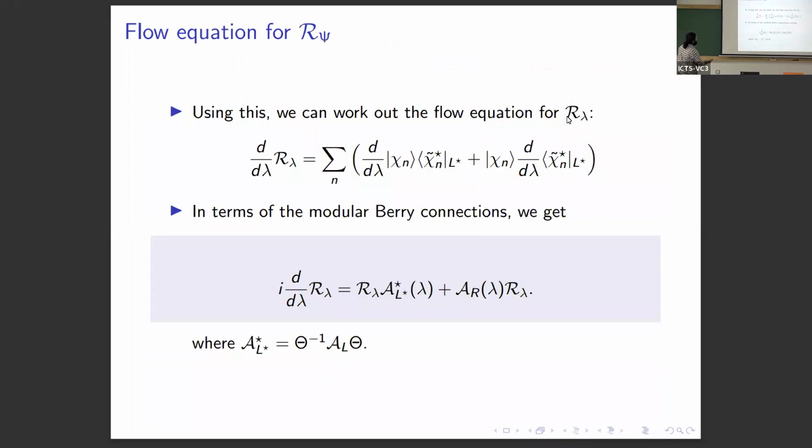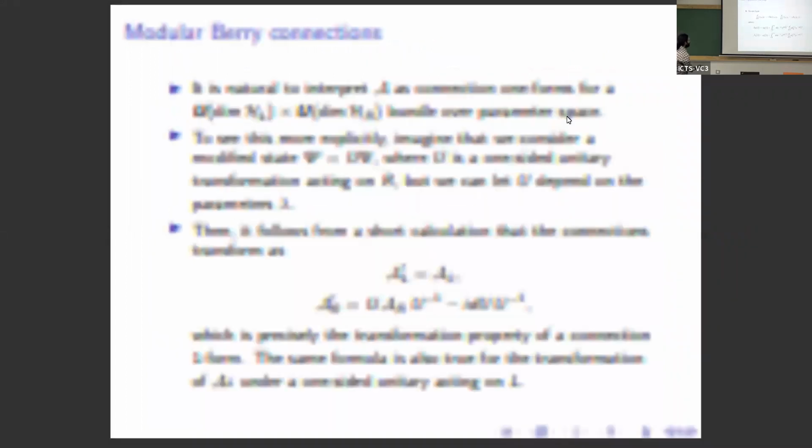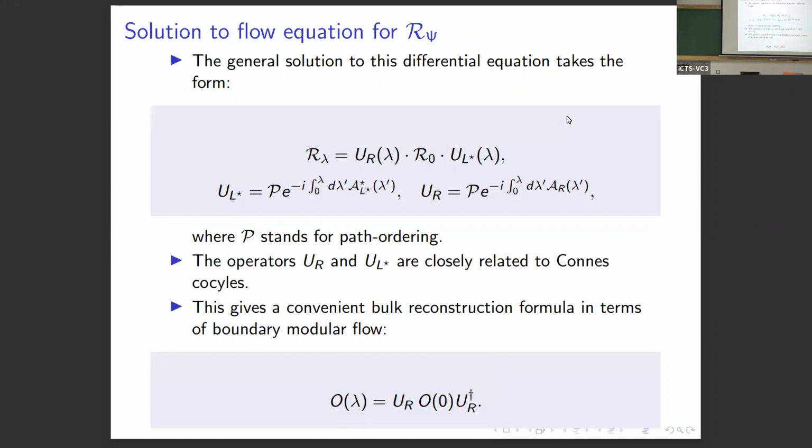What we've shown is that there is a flow equation for this reflection operator. That flow equation can be solved in a formal way using these holonomies, these Wilson lines for these modular Berry connections. Now if you take this formula and plug it in, as Subrat said, there was a formula for bulk reconstruction in terms of this reflection operator. If you plug the solutions to our flow equation into that formula, you get a very explicit formula for the bulk reconstruction at lambda in terms of the bulk reconstruction at lambda equals 0.